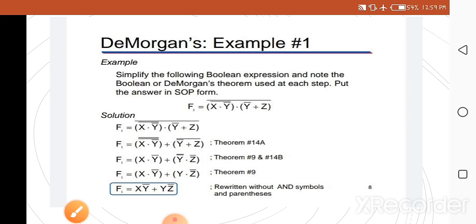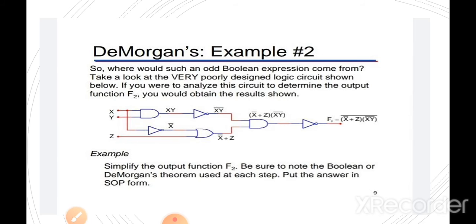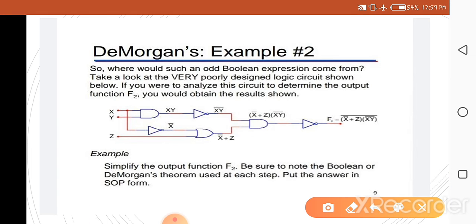Next, example number 2. In this example, a logic diagram is present. First of all, we discuss the logic diagram. Here the inputs are x, y and z. First we take the x and y inputs, which are applied to an AND gate. The AND gate performs the multiplication operation, so the output is xy.